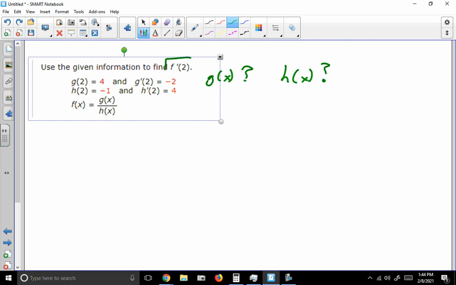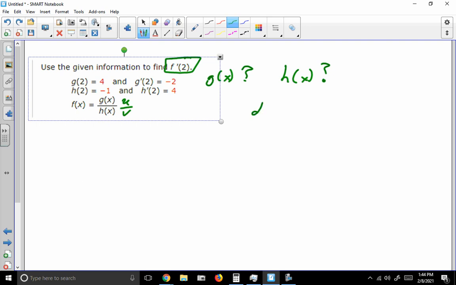We want to know what is the derivative of f. Well, notice the relationship between f, g, and h. F is some function that is defined as a quotient of g on top, h on bottom. So if we think about our quotient rule, this is just how do we take the derivative when we have a quotient?